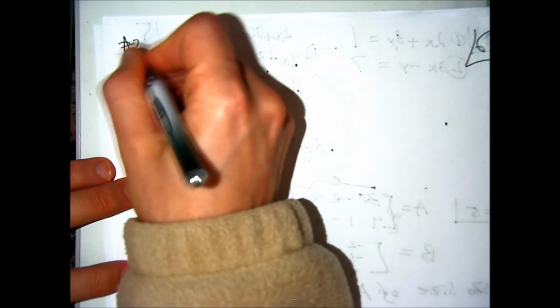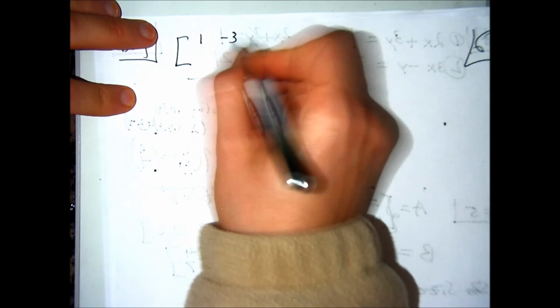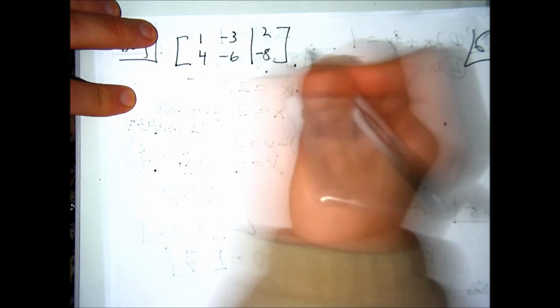All right, let's try number 21. So again, our matrix that we started with was 1, -3, vertical bar, 2, 4, -6, and then -8.